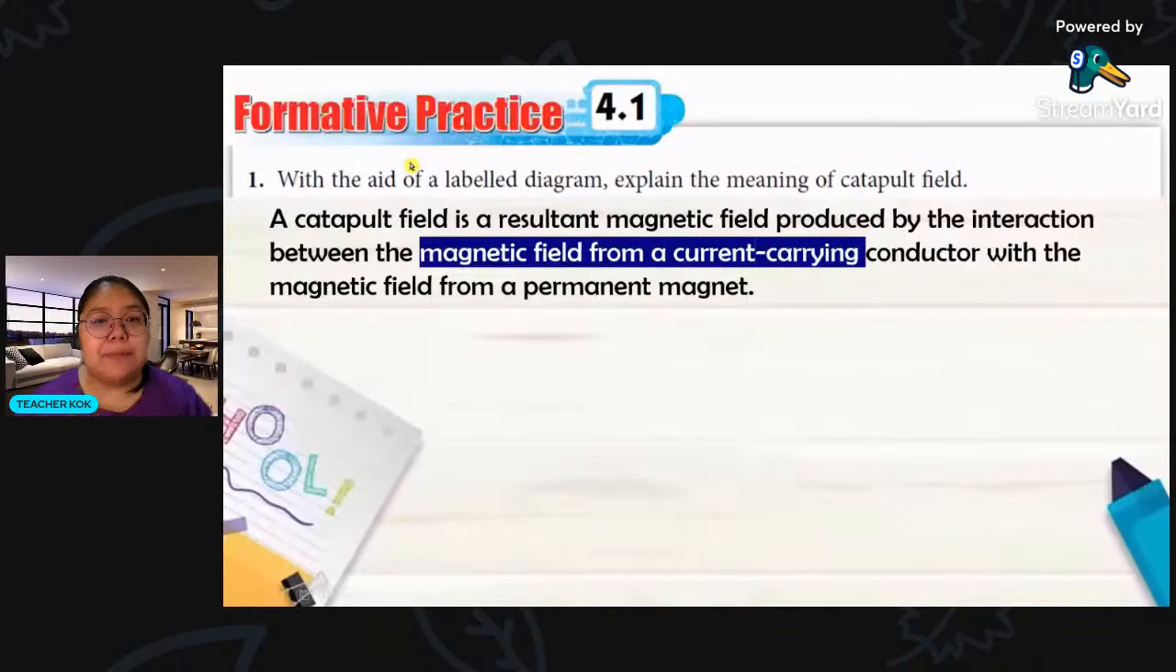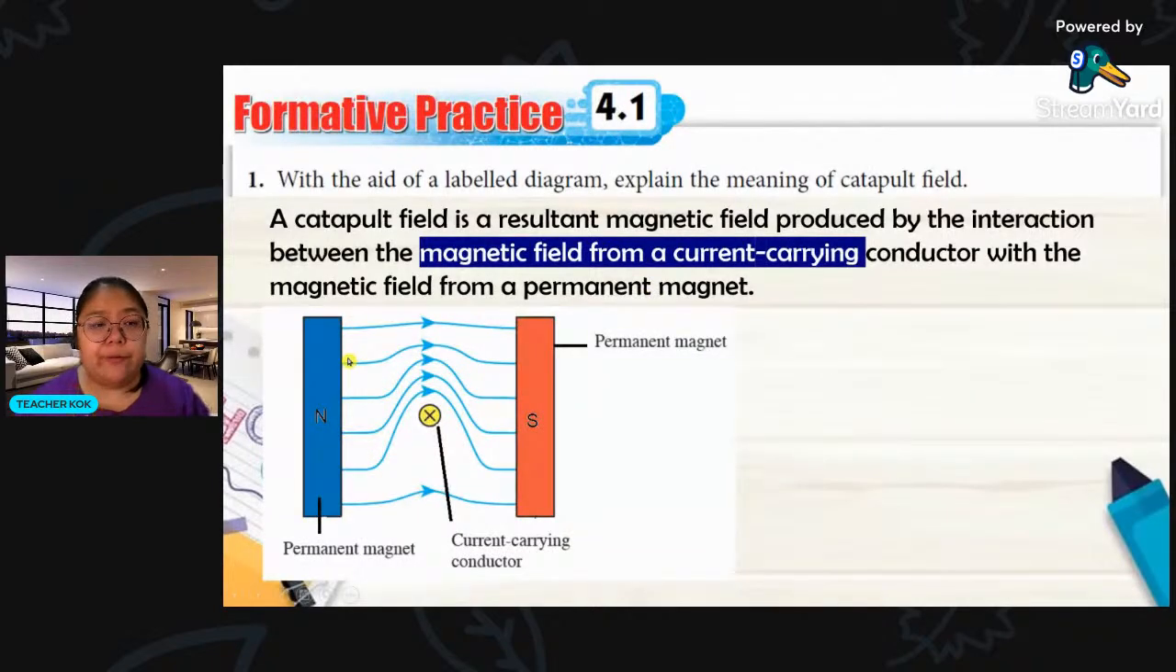After that they say must label the diagram. You need to explain and also show the diagram. How to produce catapult field? You draw two bars of magnet. The permanent magnets have a magnetic field. Then in the center you put one current.